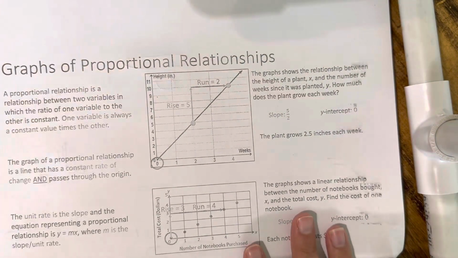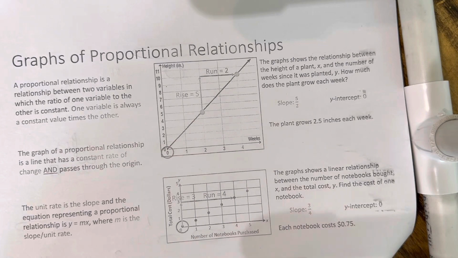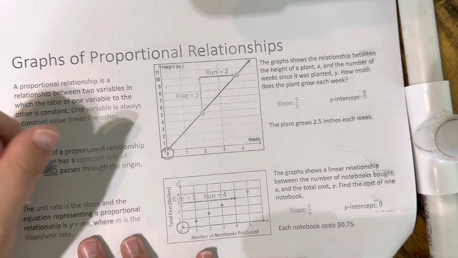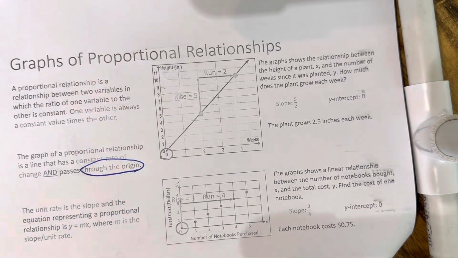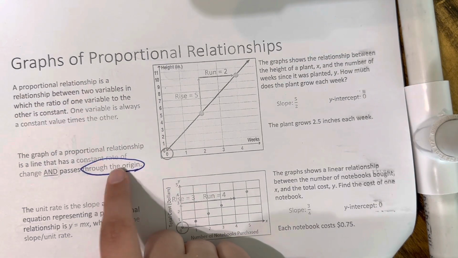On the back, it talks about graphs of proportional relationships. It's the same thing that we've been talking about. I know that it is proportional. It has to have a constant rate of change and pass through the origin. That's probably the most important part. It's the easiest thing to see. It's going to be proportional if it goes through the origin.